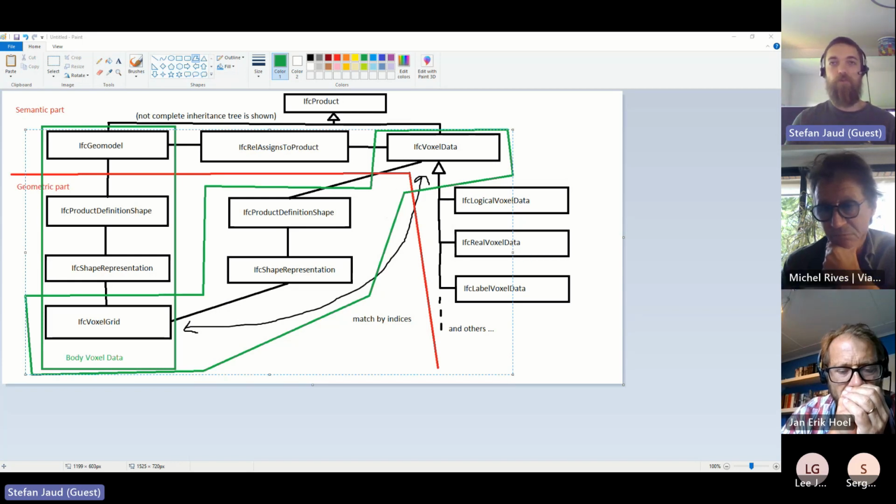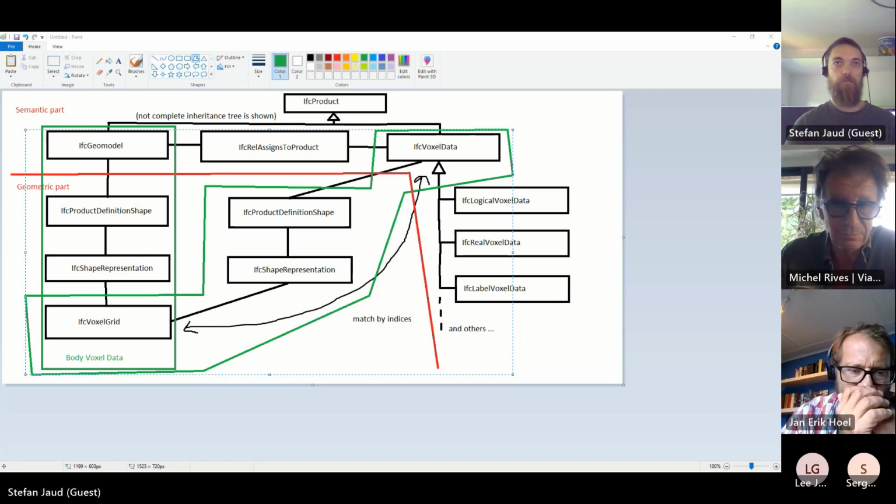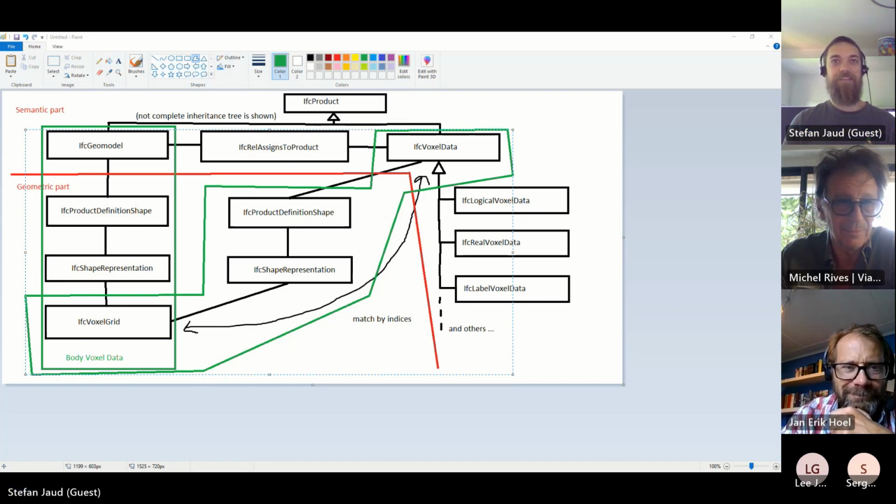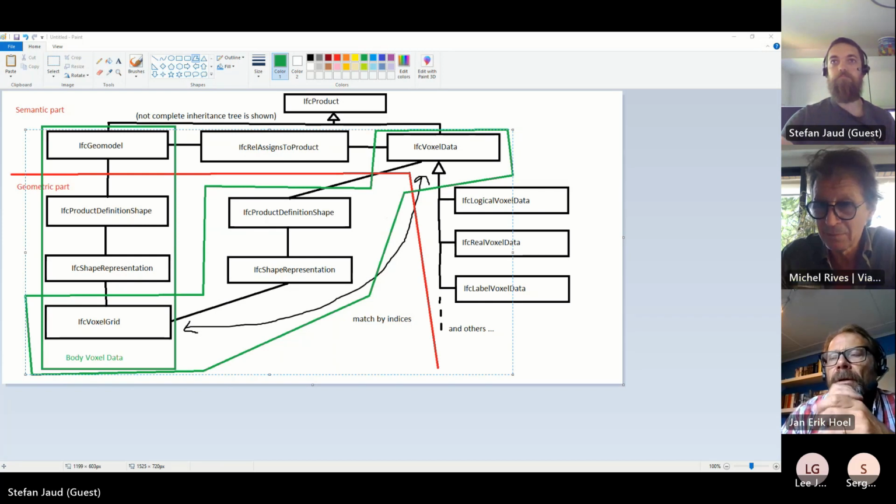Just before you take over the screen, Sergey, what I have drawn, these green boxes, this is the body voxel data concept template that has already been added. So for example, this can be checked, that this part of the graph exists, so to say. Right, so we are checking 2/3 of what's currently shown on the graph. Okay, well, good. Then let's go for it and merge and have the checker do this.